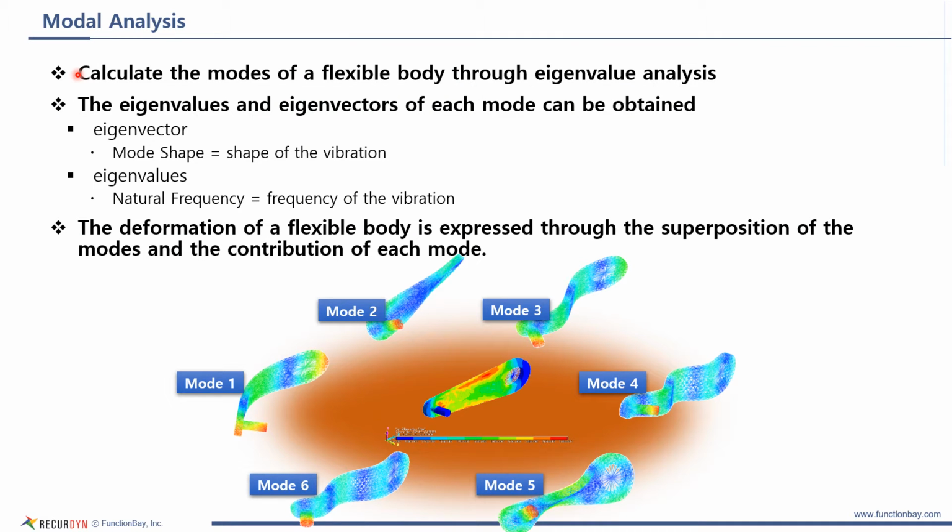In the introduction and demo videos, I mentioned mode or modal analysis several times. The modal analysis means the calculation of the modes of a flexible body using eigenvalue analysis. Eigenvalue analysis allows you to obtain eigenvalues and eigenvectors. A mode shape, which is a kind of shape of the vibration, can be obtained from the eigenvector. From the eigenvalue, the frequency of the mode shape can be obtained. RFlex represents the deformation of the flexible body through the superposition of these modes and the contribution of each mode.